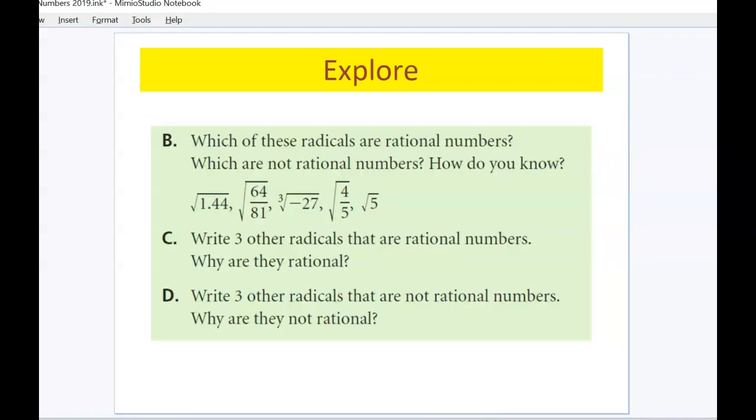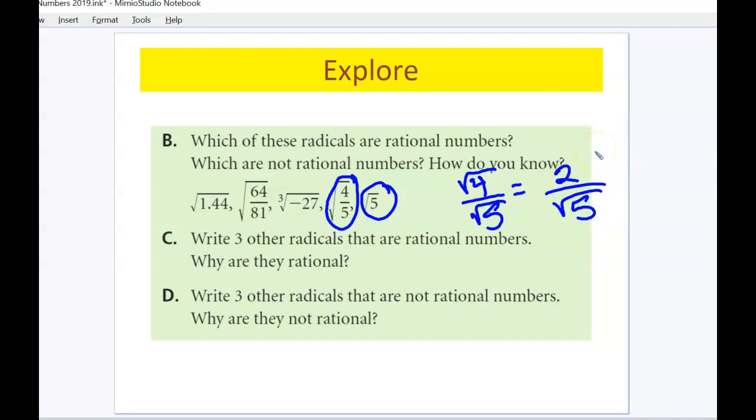Okay, so taking a look at the rest of the exploration, which of the following radicals are rational numbers, and which are not? Well, this one right here would be irrational because there's no exact value for the square root of 5. The square root of 4 over 5 would also be irrational because you could write that as root 4 over root 5, and the numerator is 2, but root 5 is not a rational number, or an integer, sorry, so it would not be considered a rational number. The rest of these would all be considered rational.